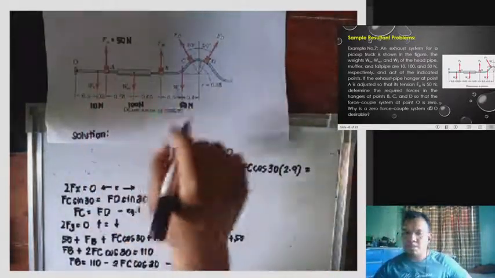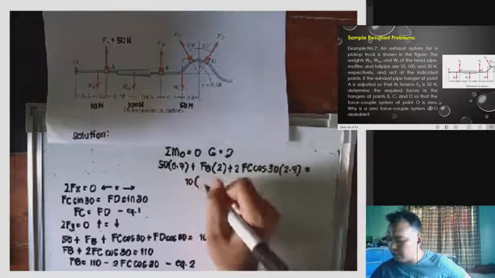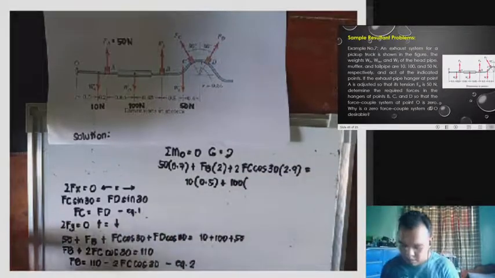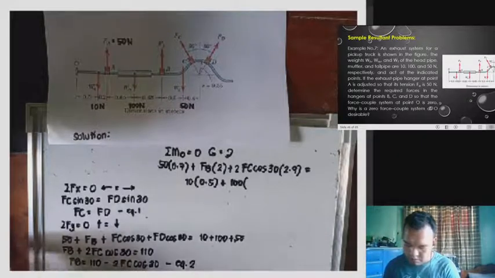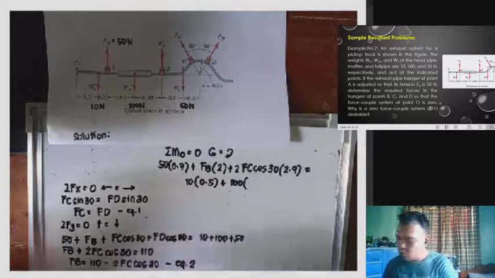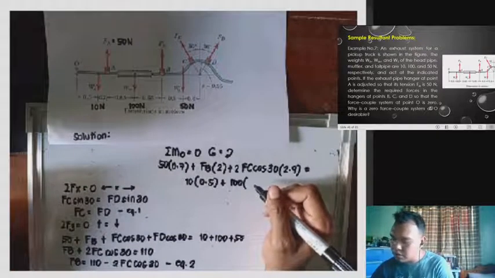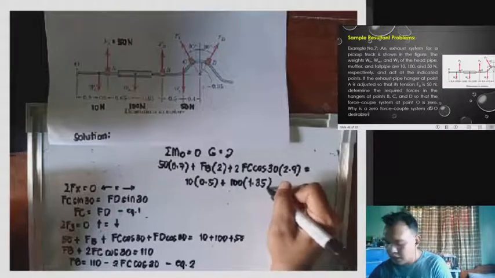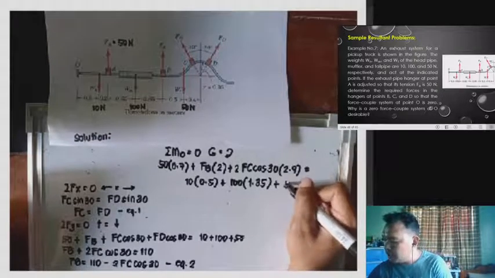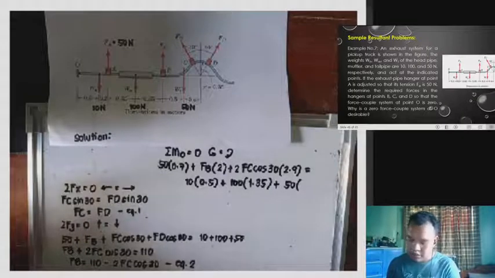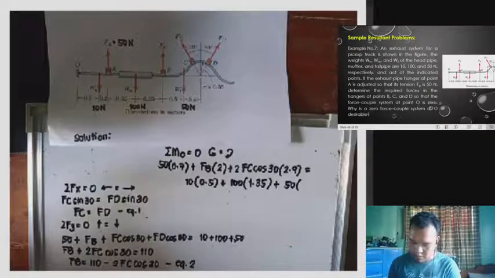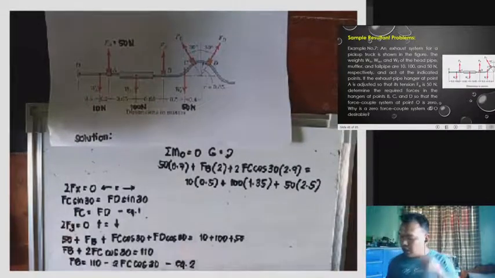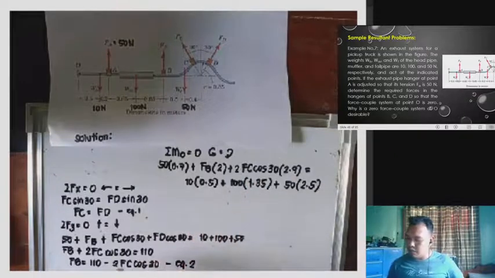Equals, yung nasa baba, we have here 10 times perpendicular distance na 0.5 plus 100 times perpendicular distance na 0.5 plus 0.2 plus 0.65 equals 1.5 plus 0.2 plus 0.65, which is 1.35. Plus 50 times the distance, which is 0.65 plus 0.5, 2.5. Okay.